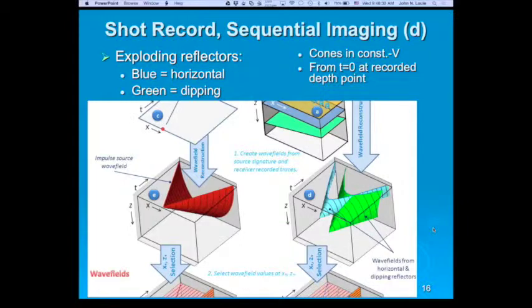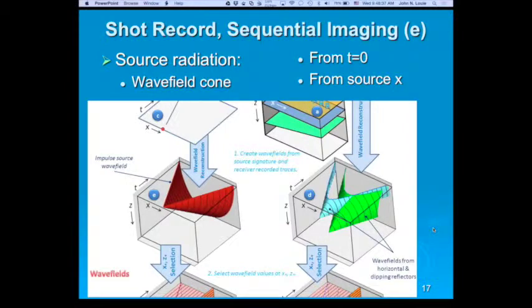John, I'm having a little trouble understanding the blue and the green cones. Because we're shooting down at a plane, so where do we get a cone? Yeah.